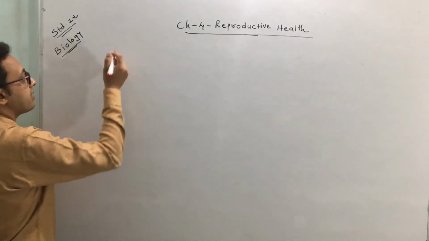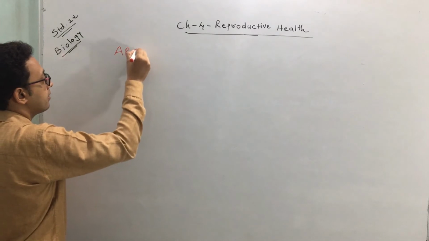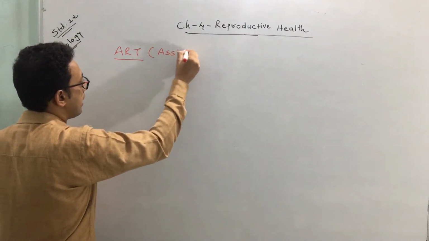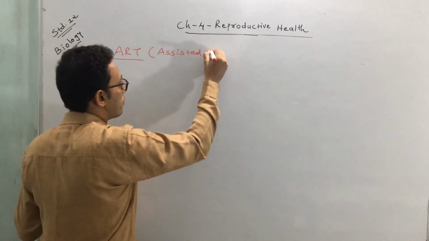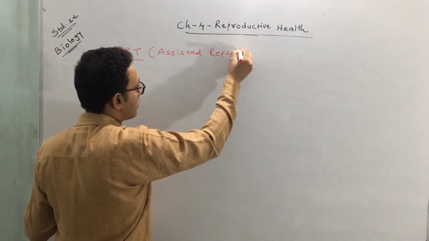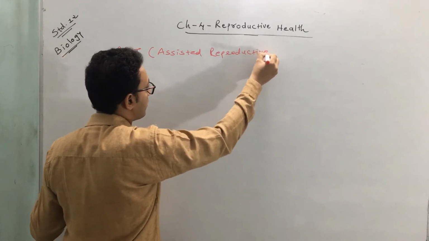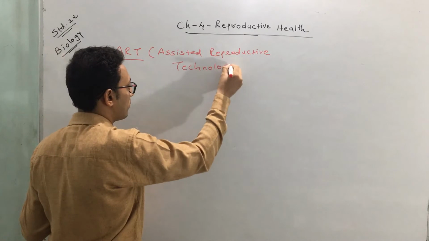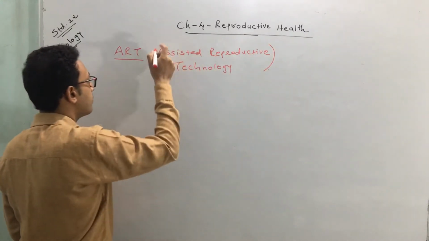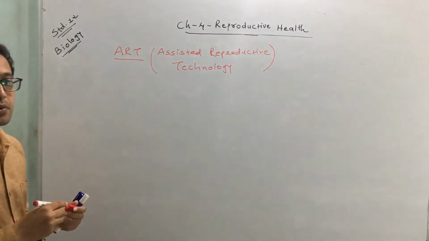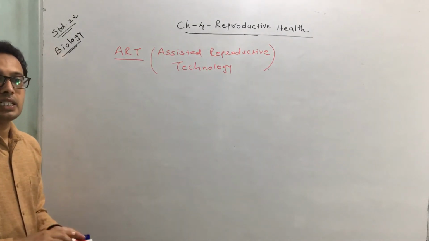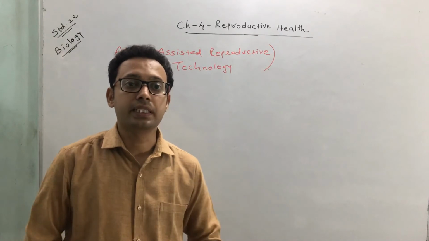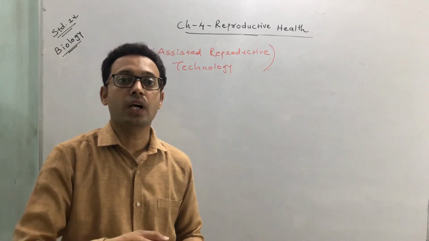So what is an ART? ART means assisted reproductive technology. This is assisted reproductive technology. In this assisted reproductive technology, a couple is assisted to conceive, or the couple is assisted to have children.